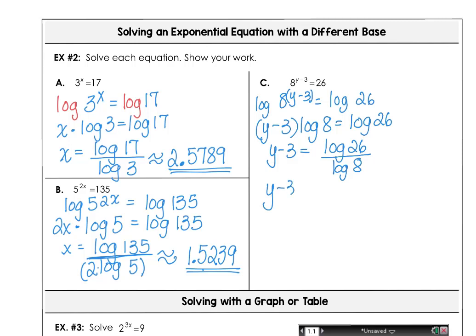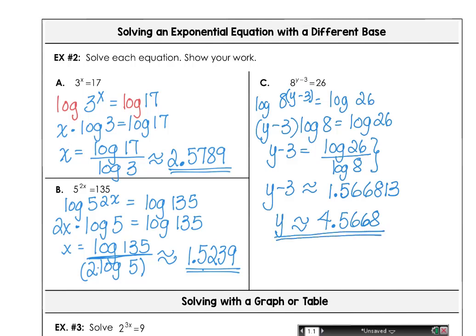Log 8, and then adding 3 to that. So before we add 3, we want to get a decimal approximation for this portion, the log 26 divided by log 8, and that's about 1.5668813. And then add 3 to both sides. So we've got 4.568. And again, I would remind you to use this value for y, go back to the original equation, and find y to this power minus 3.